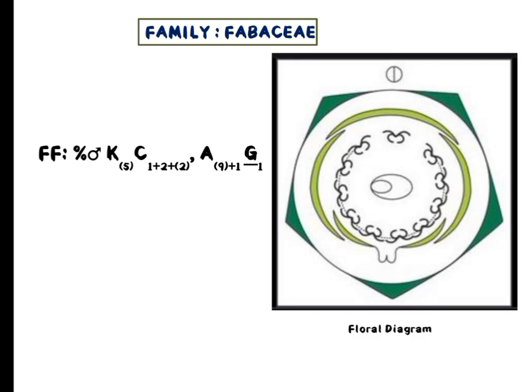And come to the stamen part. 9 stamens are united to form a single adelphi, and the single stamen acts as another adelphi. So it is a diadelphous condition. Then come to the gynoecium. They are monocarpellary with a superior ovary.